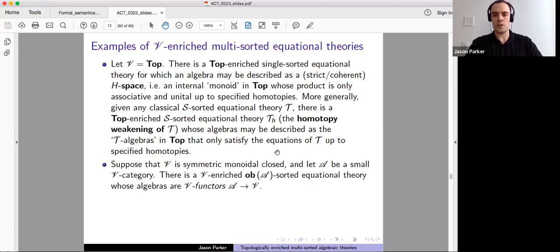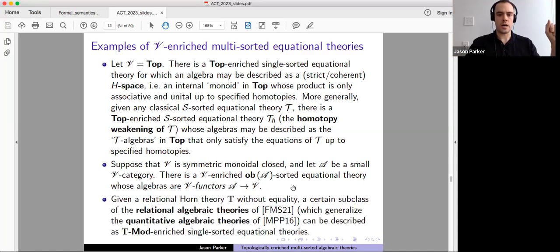Okay, now if V is symmetric monoidal closed, we can consider a small V-category A, and we can define a V-enriched ob A-sorted equational theory whose algebras are precisely the V-functors, or the enriched functors, from this V-category A to V regarded as a V-category.